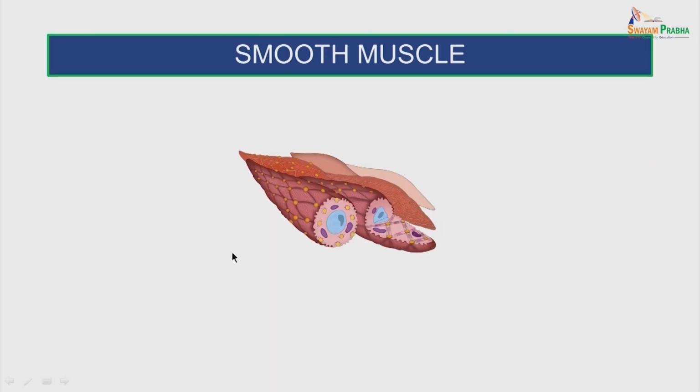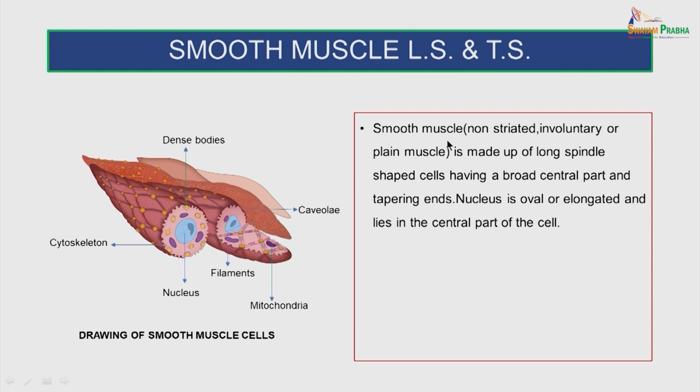Smooth muscle. Smooth muscle is non-striated, involuntary or plain muscle. It's made up of long spindle-shaped cells having a broad central part and tapering ends. The nucleus is oval or elongated and lies in the central part of the cell.